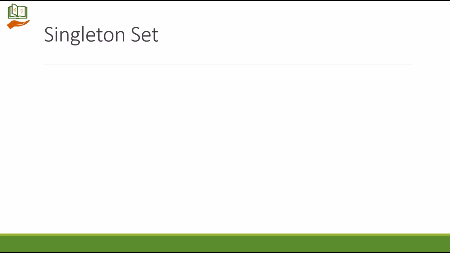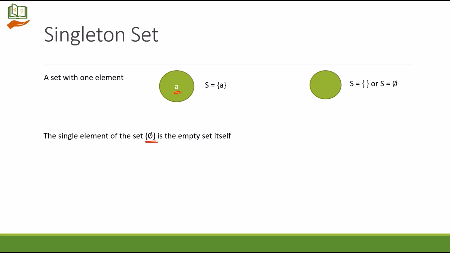Next we will see about the singleton set. It is a set with only one element. Let's take that element to be A. We will denote it as S is equal to {A}. It means this set has only one element, which is A. Now we know the empty set is denoted as empty curly braces or the phi symbol. If you place the phi inside the curly braces, this is actually the set and this is the empty set. When we say it is empty curly braces, it is the empty set. When we say it is phi, it is the empty set.